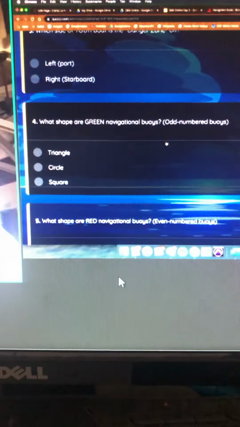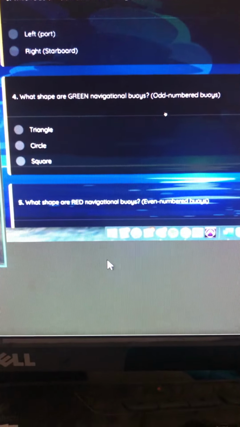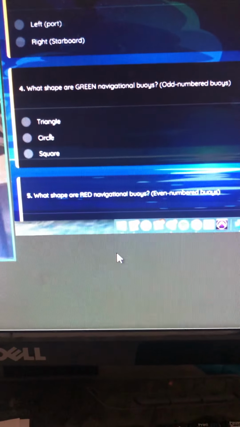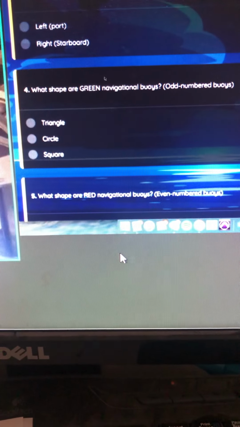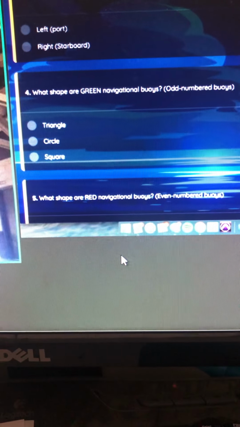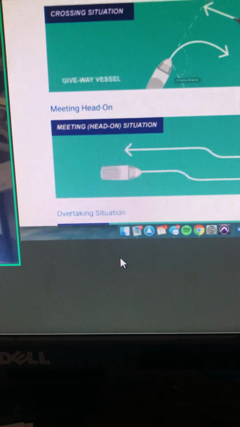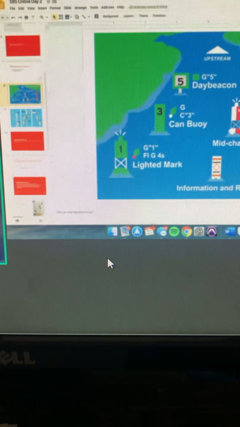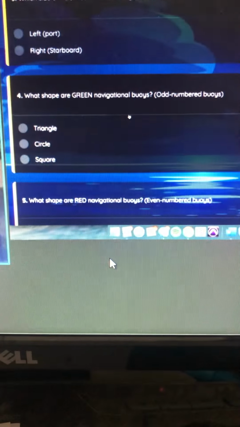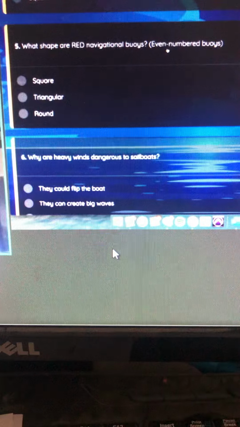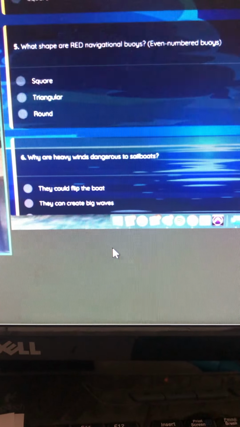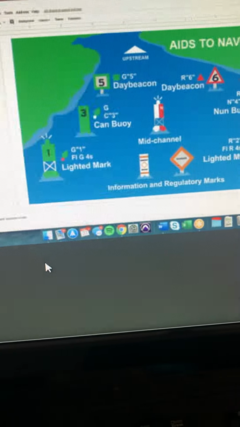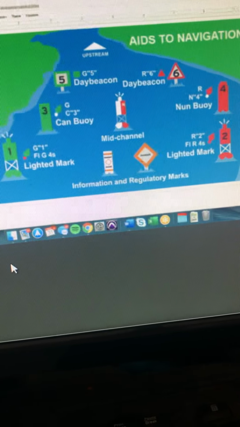What shape are green navigational buoys? The ones that are odd numbers, are they triangular, circular, or square? Green navigational buoys are the odd number buoys, and like we talked about in this diagram, they are squared off. What shape are the red navigational buoys, which are the ones that are even numbered, in the same graph? They're the ones that are triangular in shape.